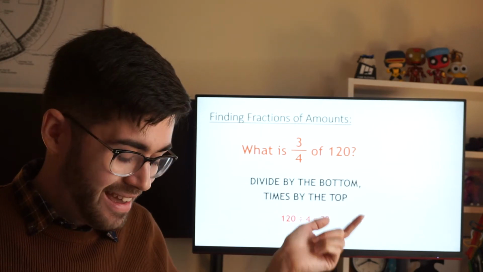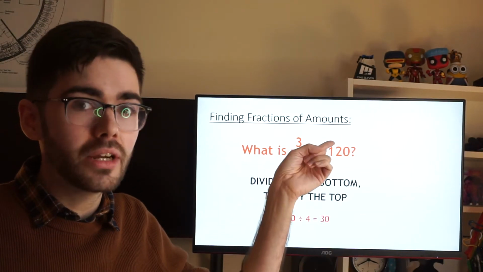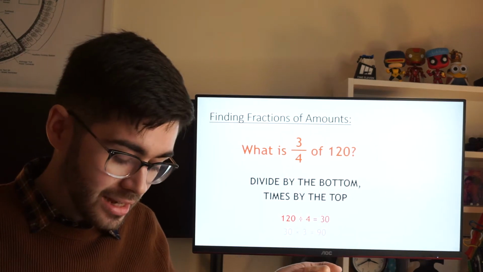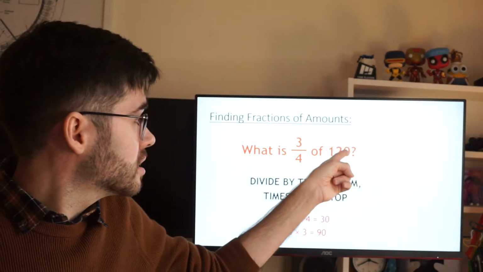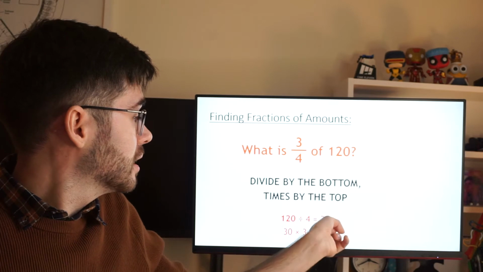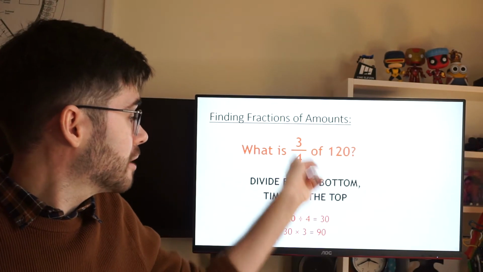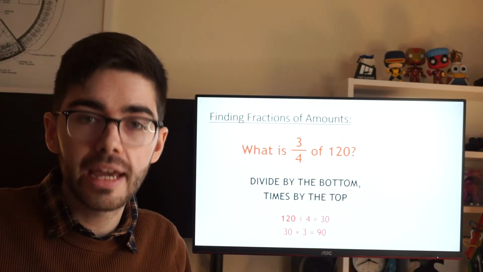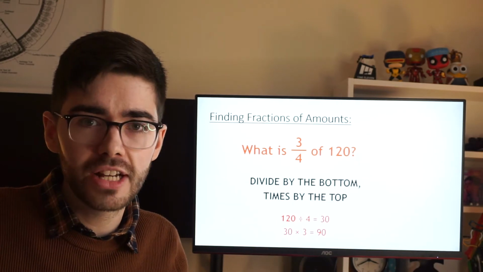And then 30 times by the 3 on the top, what do we get? We get 90. That's the answer to my question. I start with this, divide by the bottom, get 30, take that 30, times it by the top, we get 90. That's all there is to it. And that's how we find fractions of amounts.